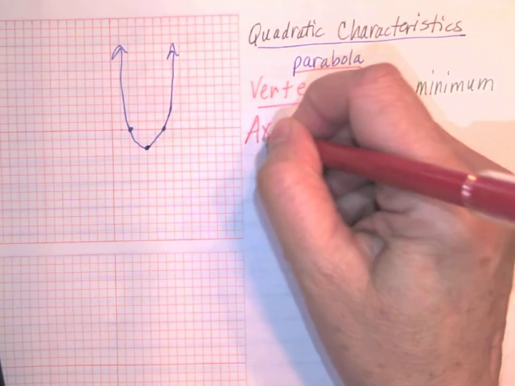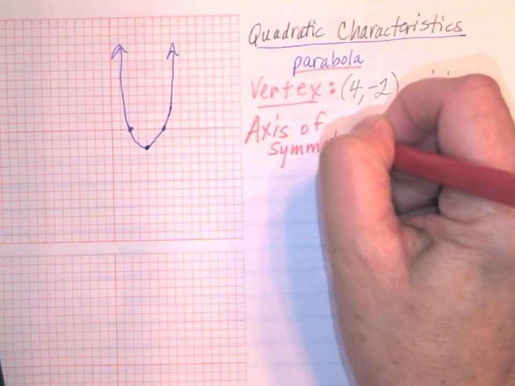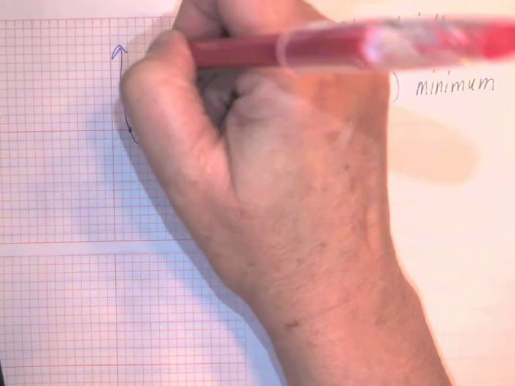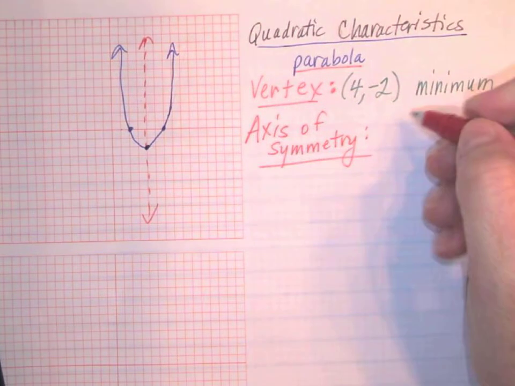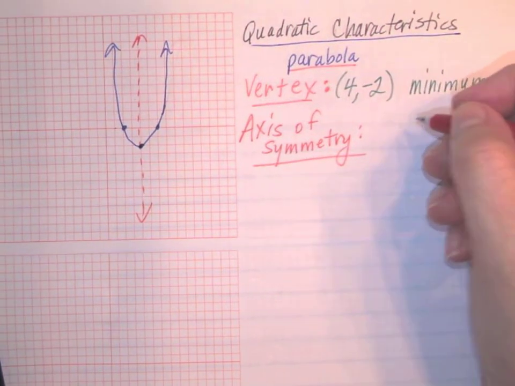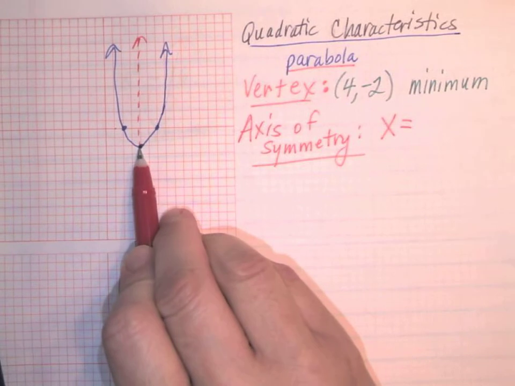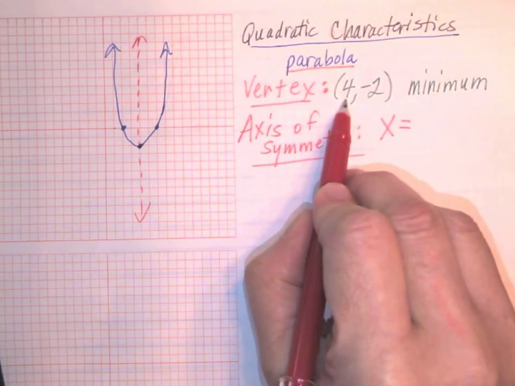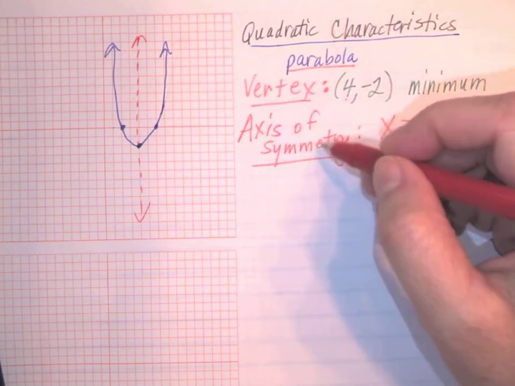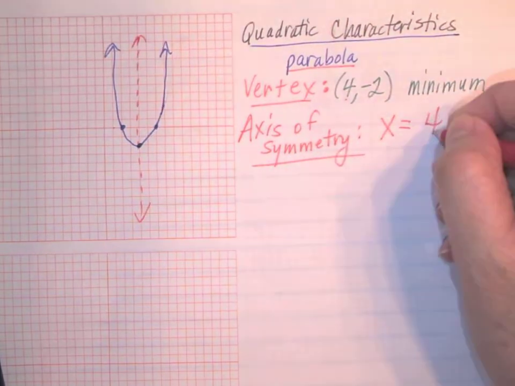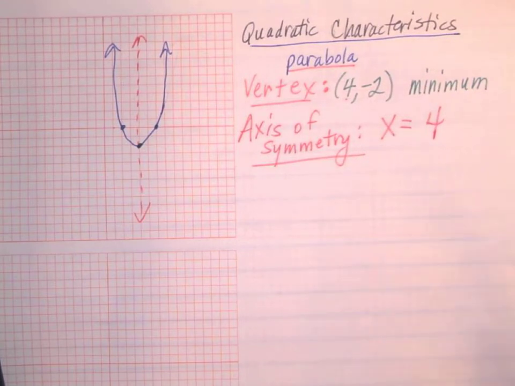Another important feature of this is the axis of symmetry. The axis of symmetry is the invisible line that cuts the parabola into two equal pieces that reflect. Since it's a vertical line, and all vertical lines have only an x, it would be x equals, it goes through the vertex, through the x value of 4. So I can always use the x value of the vertex to determine my axis of symmetry. It's not just the number 4, that means nothing. It has to be an equation, x equals 4.